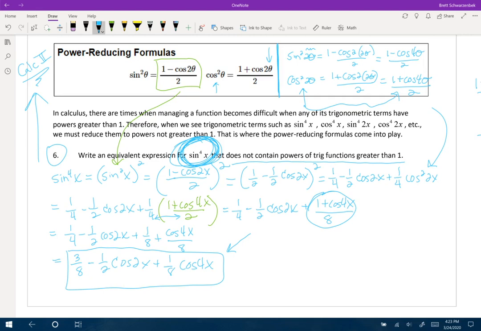Remember, it won't be on an exam, but it will be on your lab. You'll have to do the same thing for cosine 4th x.